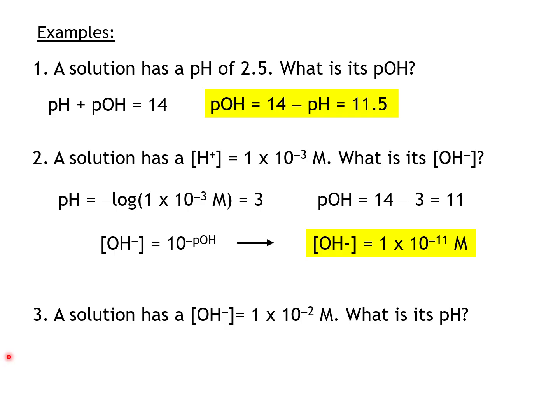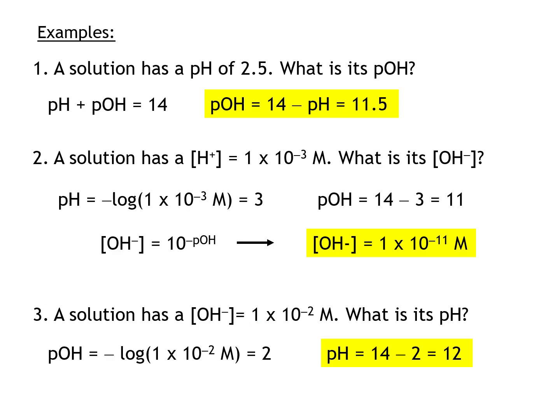And then the last one, a solution has a hydroxide concentration of 1 times 10 to the minus 2. So you say to yourself, all right, I'm going to estimate this. So that means the pOH is going to be close to 2. And it is exactly 2 because that first part is a 1. So now we know our pOH, subtract from 14, and we'll get that the pH is 12.